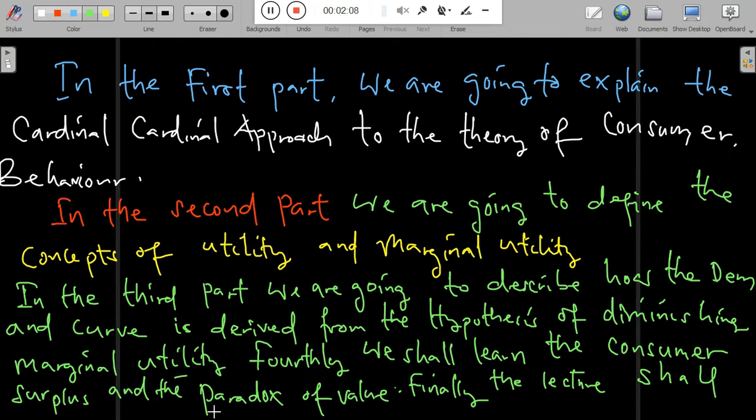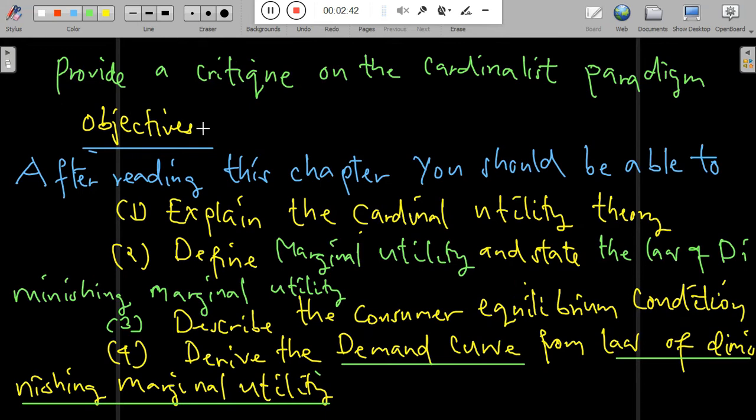In the second part, we are going to define the concept of utility and marginal utility. In the third part, we are going to describe how the demand curve is derived from the hypothesis of diminishing marginal utility. Then we shall learn the consumer surplus and the paradox of value. Finally, the lecture shall provide a critique of the cardinalist paradigm.